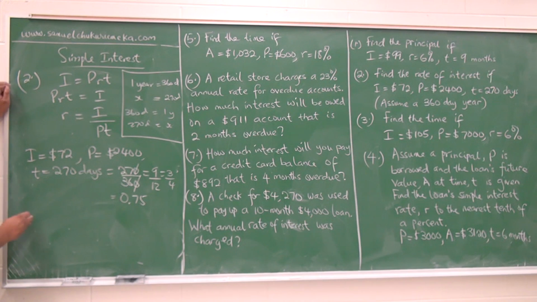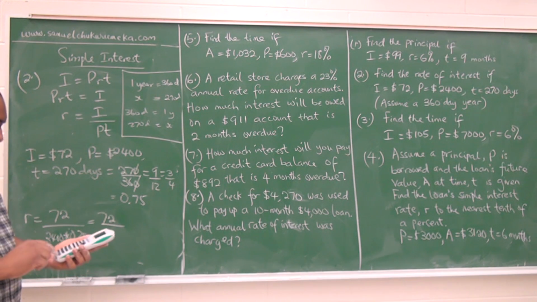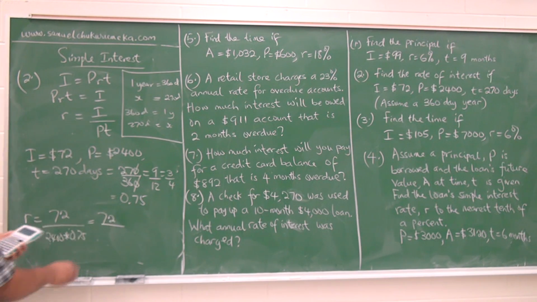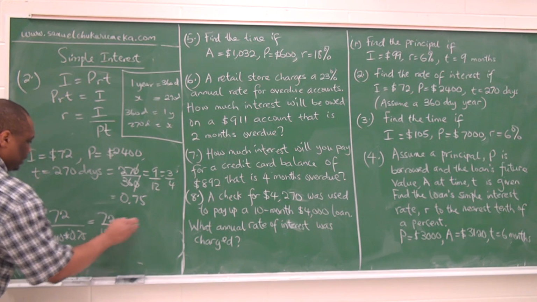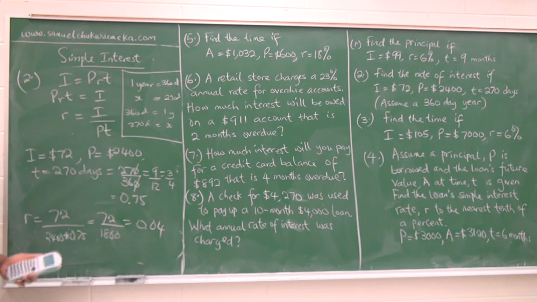Okay? So now, our rate of interest will be 72 all over 2400 times 0.75, and that will be 72 over, we don't do 2400, I can do this, but let me save some time, over 1800, and we now do 72 divided by 1800, and that gives us 0.04. Okay, that's the rate.